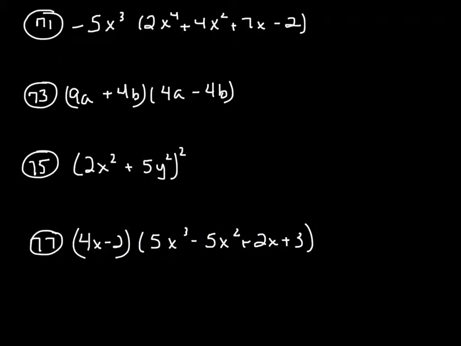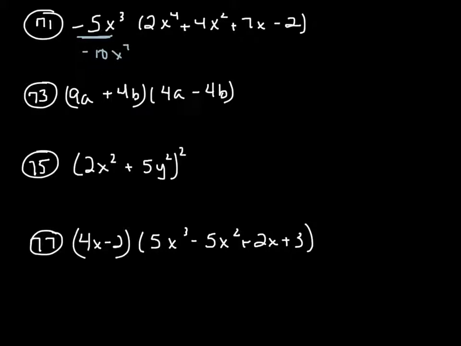On problem 71, our instructions are that we are to multiply. So since we have just a monomial in the front, we're going to do the distributive property. So negative 5x cubed times 2x to the 4th would be negative 10x to the 7th.